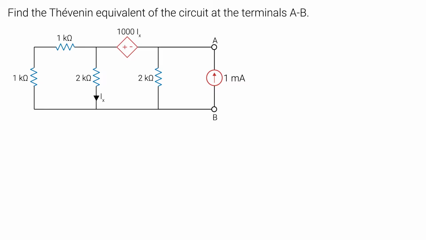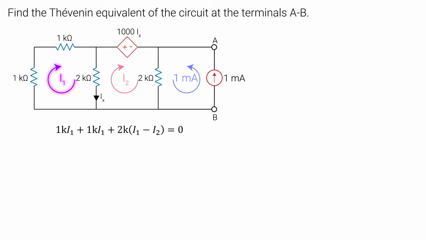Now that there is a current flow in the circuit, we can figure out the voltage between terminals A and B, which is the voltage in this 2K ohm resistor. Let's assume some current flows in these meshes and write a few mesh equations. Let's start with the leftmost loop. Now we can simplify it further by dividing all the terms by 2K.